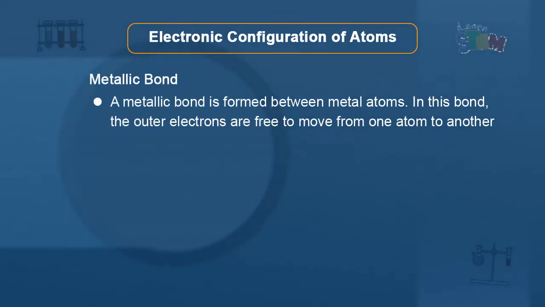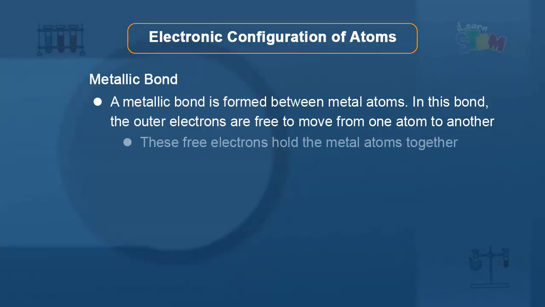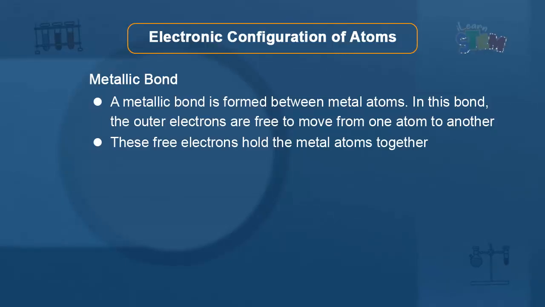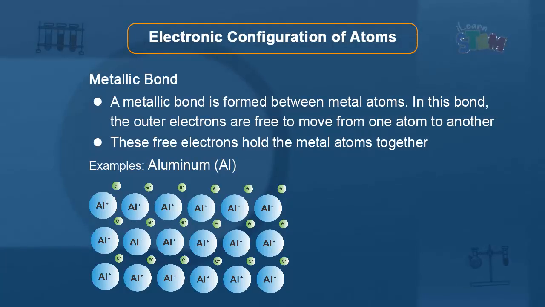A metallic bond is formed between metal atoms. In this bond, the outer electrons are free to move from one atom to another. These free electrons hold the metal atoms together. For example, in aluminium, the atoms are held together by metallic bonding. Each aluminium atom releases its outer electrons into a pool of free-moving electrons. These electrons move freely between the aluminium atoms and hold them together. This is why aluminium is strong, shiny, and a good conductor of electricity.